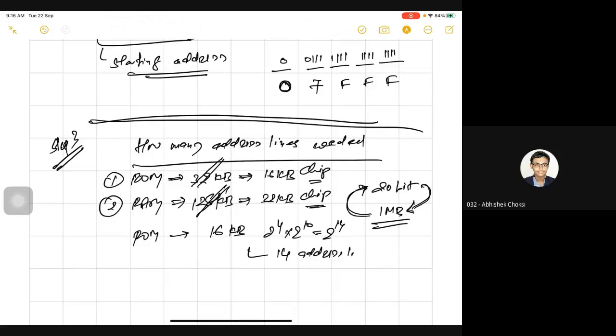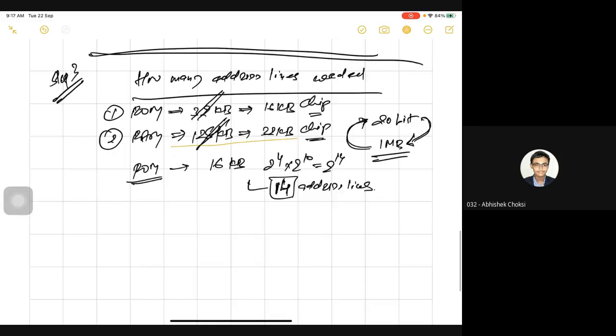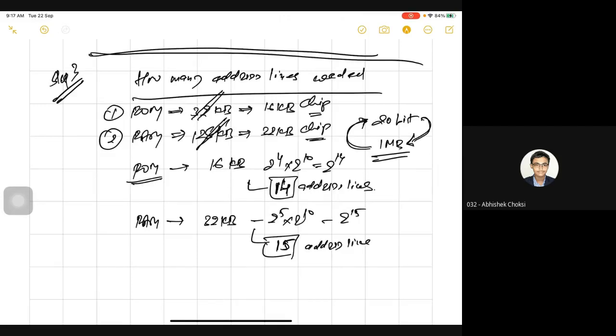If I want to access all the memory locations of my ROM, I require 14 address lines. In the same way for RAM, if I need 32 KB, simple: 32 is 2 raised to 5 into 2 raised to 10, which is 2 raised to 15. That means 15 address lines will be needed.